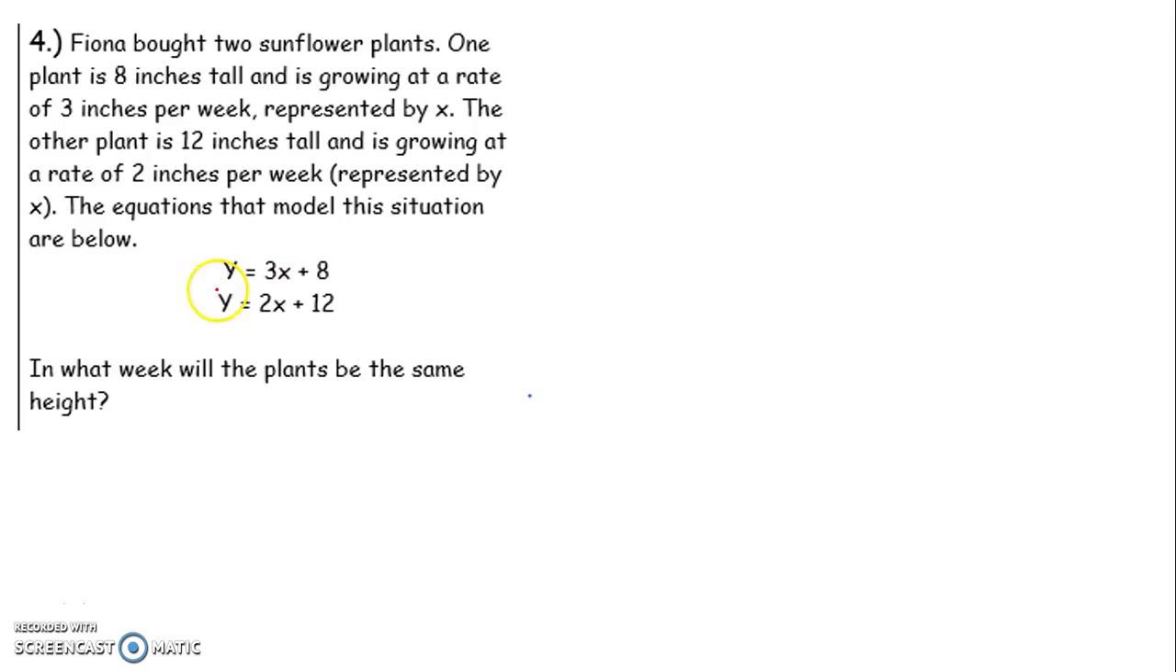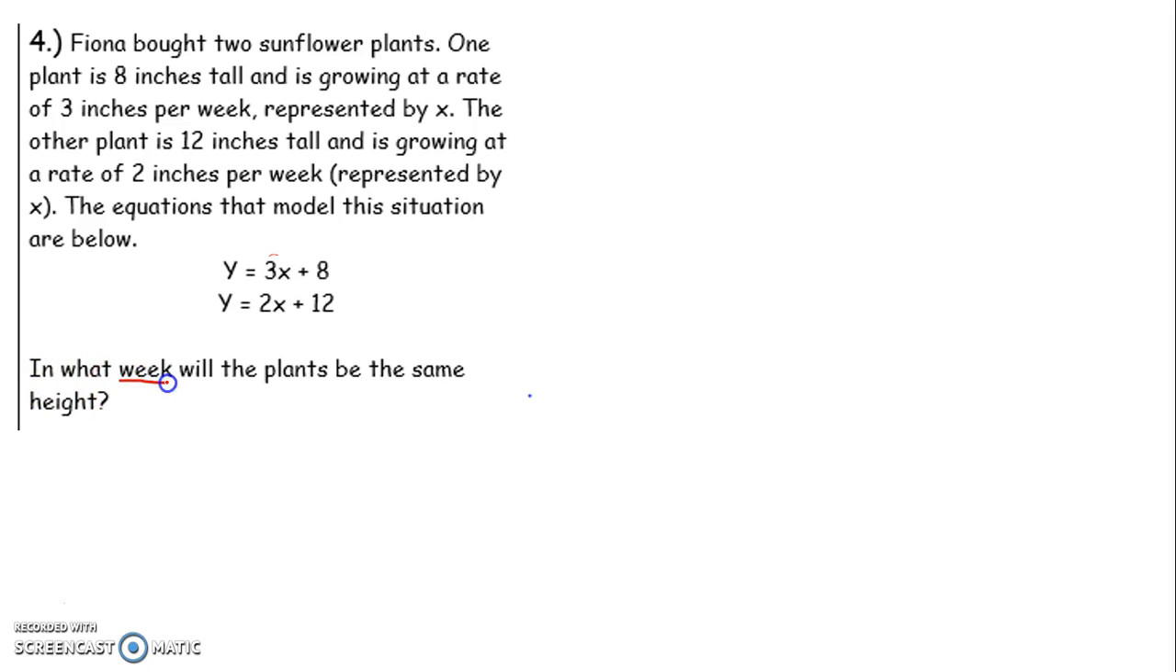Okay, so here the first equation is the first sunflower plant. It starts out 8 inches tall, and it's going to then increase at a growth rate of 3 inches per week for X number of weeks, okay? The other plant is 12 inches tall, and it's increasing at a growth rate of 2 inches per week for X number of weeks. The equations below model this situation. They give you the equation.